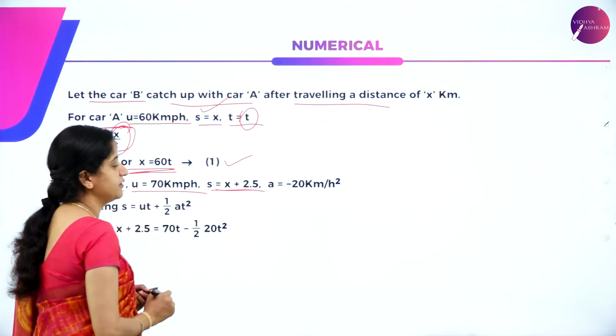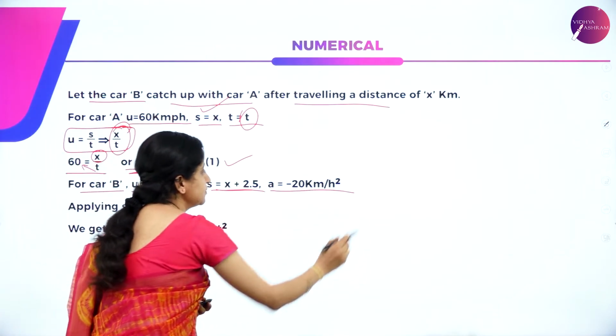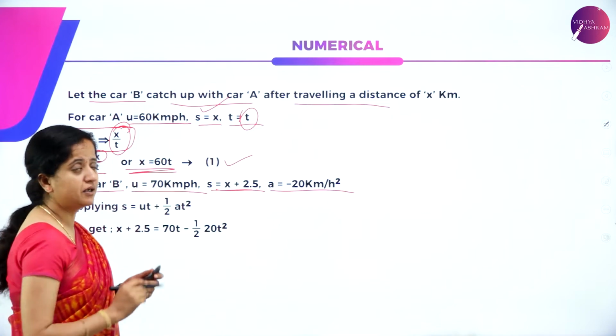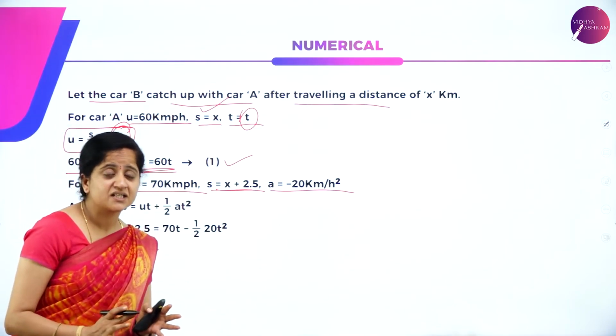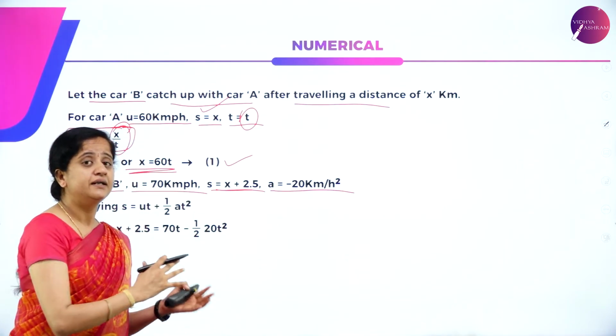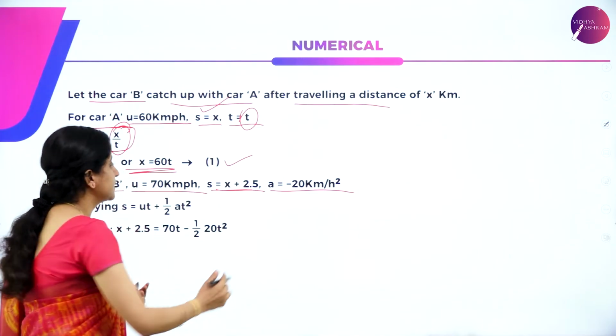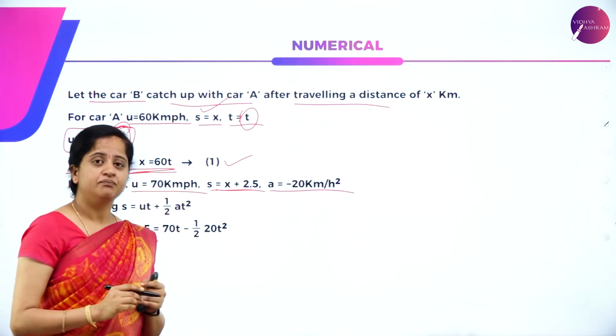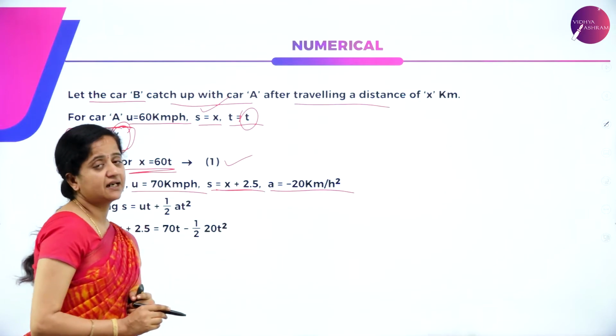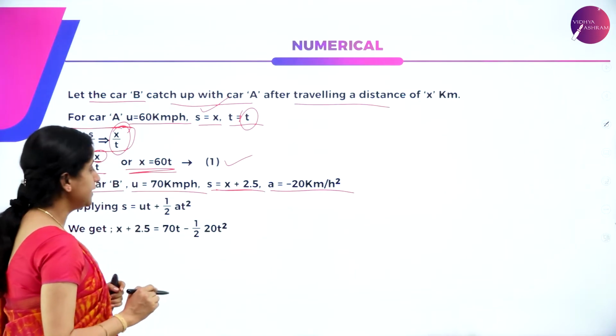and hence S is equal to x plus 2.5 and A is minus 20 km per hour square, because it is given a deceleration. It is not acceleration, it is a negative acceleration, that is deceleration of 20 km per hour square, and hence it is taken as minus 20 km per hour square.